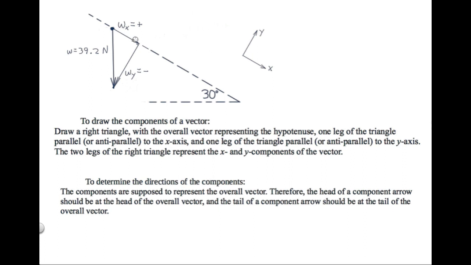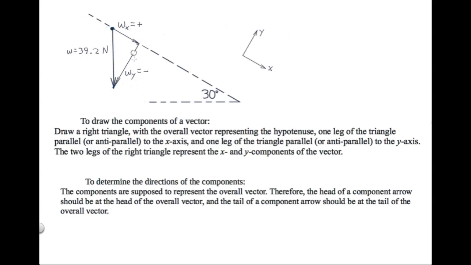Now we have to draw arrows on the components to represent their directions. We can use this rule. The head of a component arrow should be at the head of the overall vector, and the tail of a component arrow should be at the tail of the overall vector. So in this location, we see the head of the overall weight vector, and so at that same location, I'll draw the head of this y component. In this location, we see the tail of this overall weight vector, so here I'll draw the tail of this x component, which means that this must be the head of the x component.